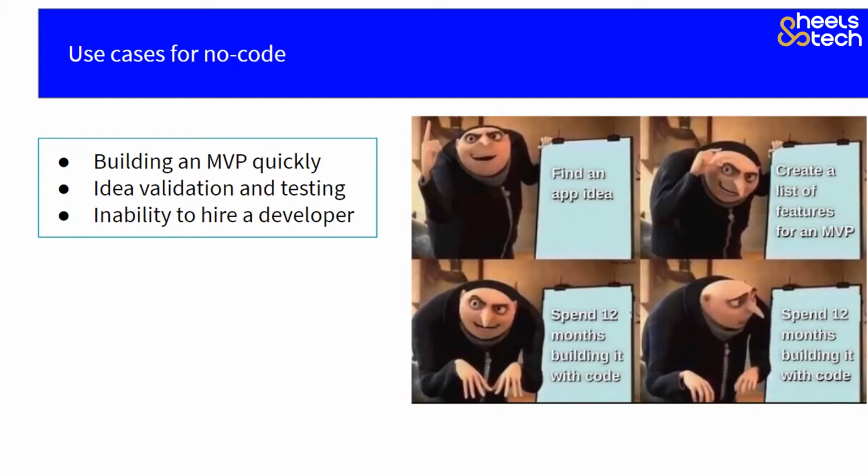The first is if you want to build an MVP quickly. This meme I got from the Bubble page, where you have an app idea, you create a list of features you want for your MVP. By the way, an MVP is a minimum viable product. So if you have an idea and you want to create a version of it that users can use, and you can sort of get an idea of whether that idea makes sense, you build an MVP, which is like a very basic version of that idea, the most basic version people can use, and will get them to the outcome that they desire, right?